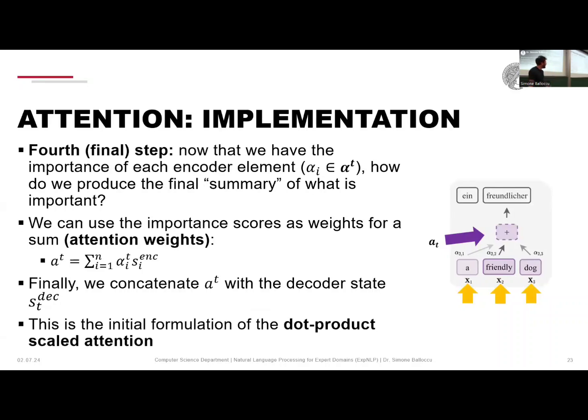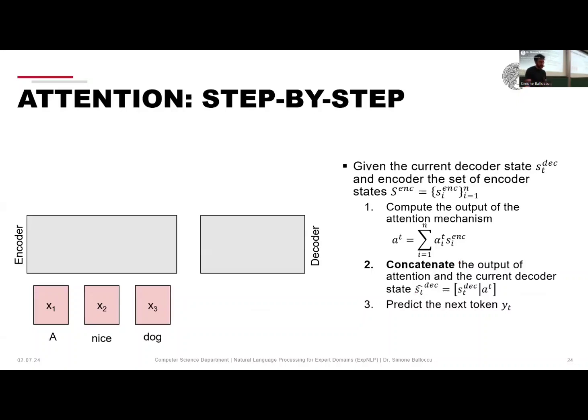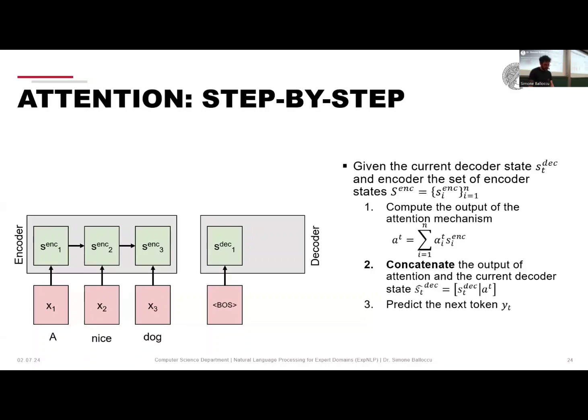This is a little example. At any state, given the current decoder state and the whole set of encoder states, you compute the output of the attention mechanism via this weighted sum, and then concatenate it and feed it to the next step. So you have your encoder that produces a final state. Then you look at all the encoder states, produce this weighted sum, and concatenate it to your decoder state. And then you produce an output.